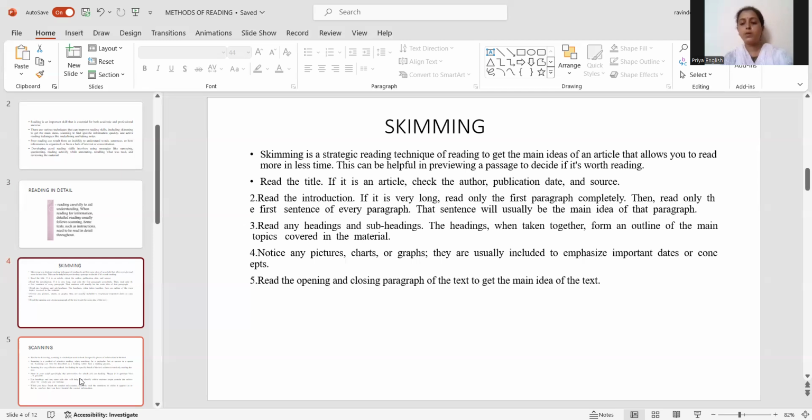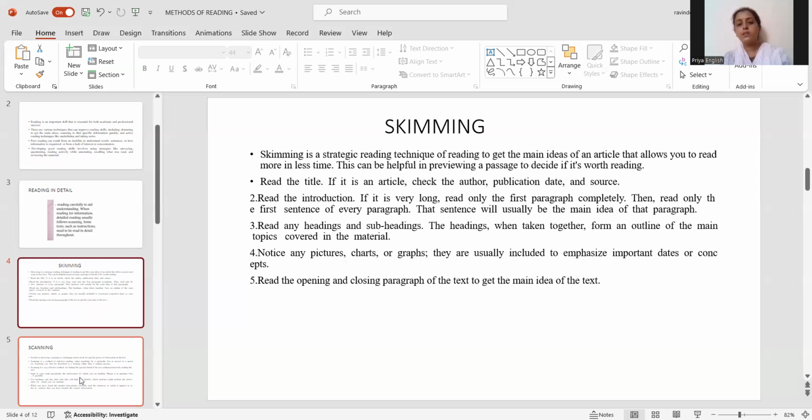Next, read any headings. You will read any headings and subheadings. As I have told you, this is the procedure followed in the skimming technique. You have read the title, you are done with the introduction, you have read the first and the last paragraph. You have read the first and the second sentence of each paragraph. You have got the overall idea, a rough idea about the text.